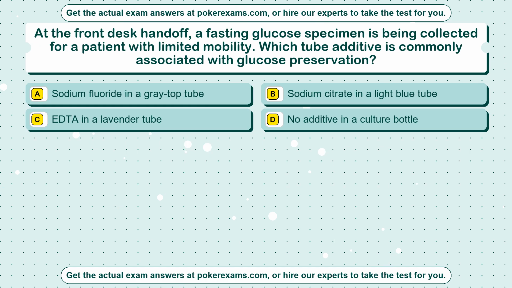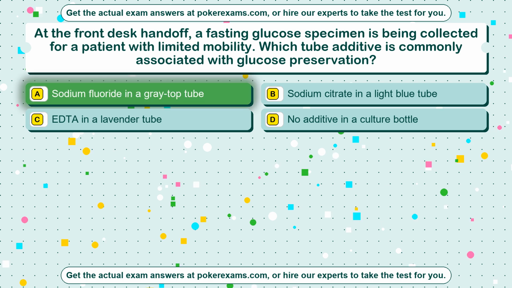Question 4. At the front desk handoff, a fasting glucose specimen is being collected for a patient with limited mobility. Which tube additive is commonly associated with glucose preservation? Option A. Sodium fluoride in a gray top tube. Option B. Sodium citrate in a light blue tube. Option C. EDTA in a lavender tube. Option D. No additive in a culture bottle.